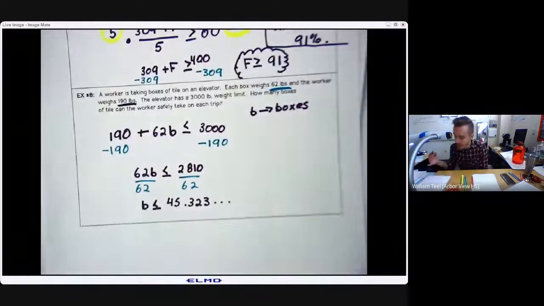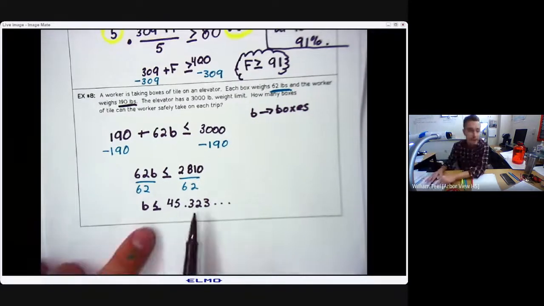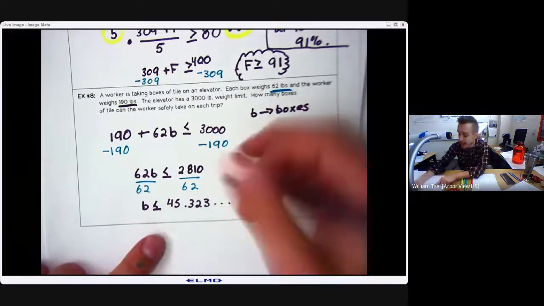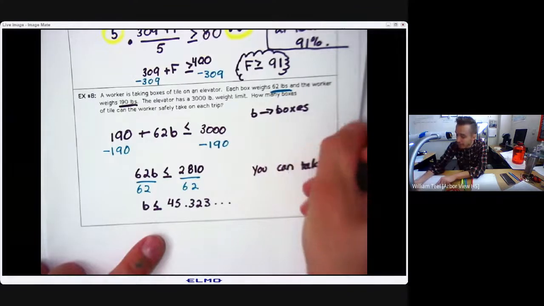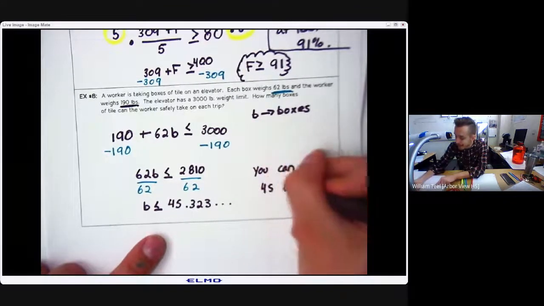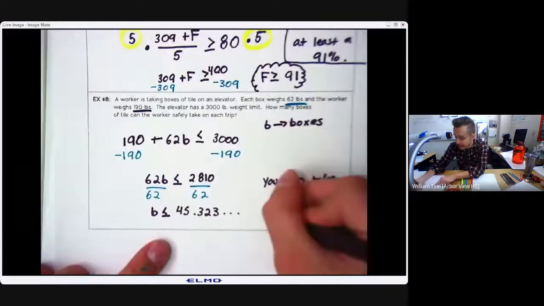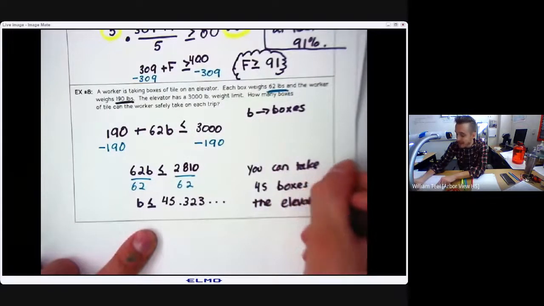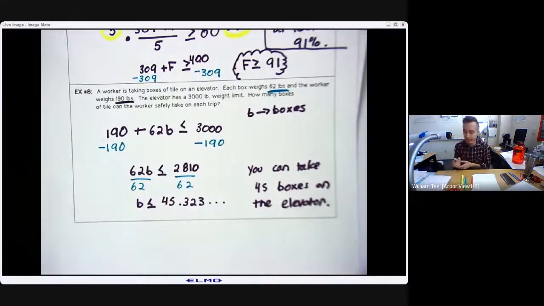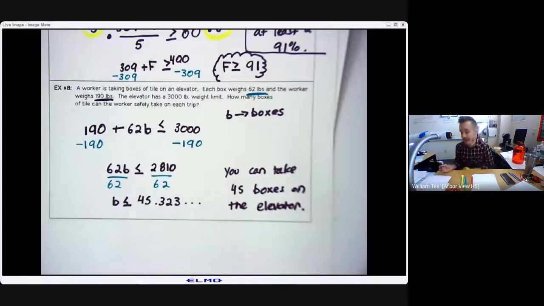So here's the deal. You obviously can't have 0.323 of a box. So how many boxes can I take on the elevator? Well, if you take any above 45.323, it's going to be unsafe. So I'm going to round down to be on the safe side. So I'm going to say you can take 45 boxes on the elevator. If you take any more than that, it's going to be unsafe. And so 45 is the maximum you can take.